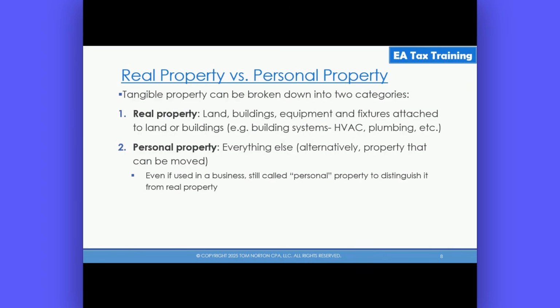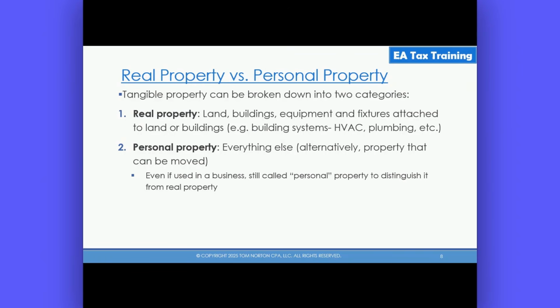That is real property, land and buildings. And then personal property is everything else. Or another way to think of it is property that can be moved. You can pick it up and move it. Personal here doesn't mean that it's not used in a business.